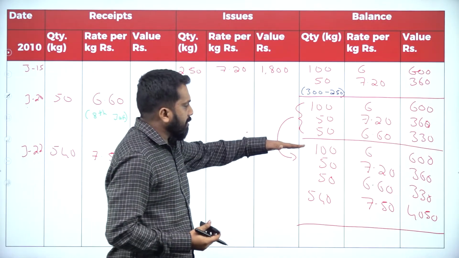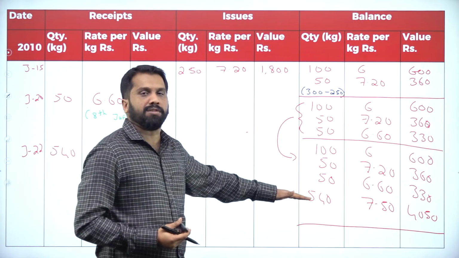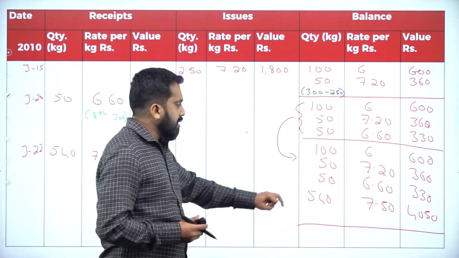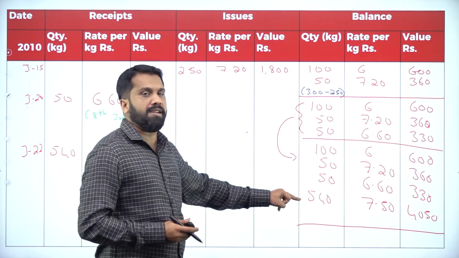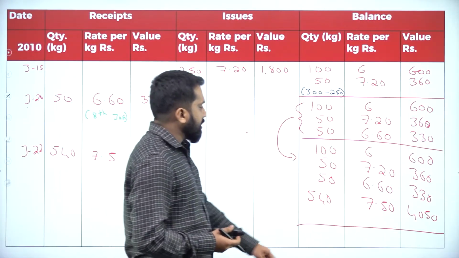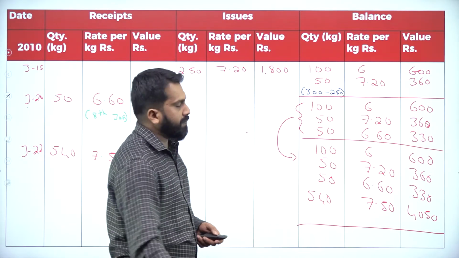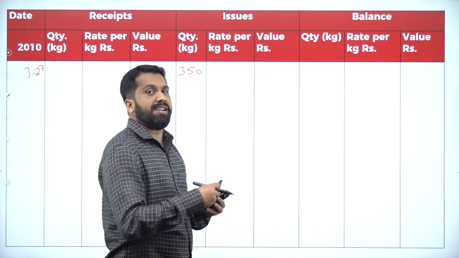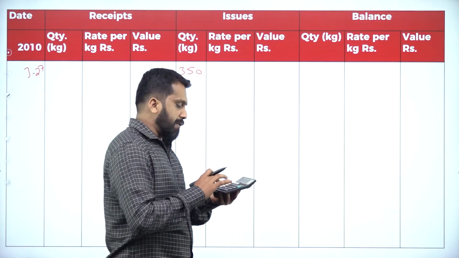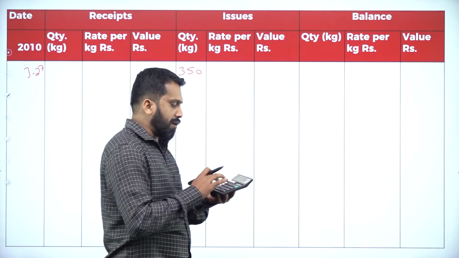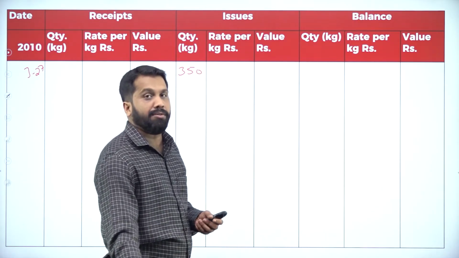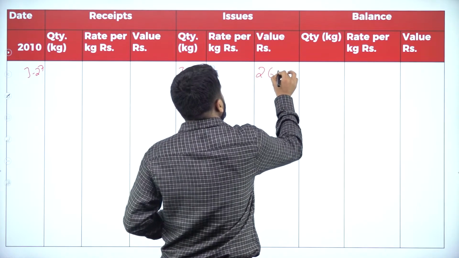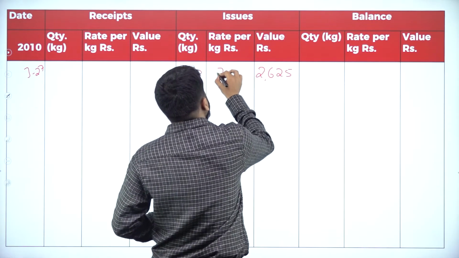What is the value? You have box 1, box 2, box 3, box 4. Which box you should go? LIFO means last in, first out, so you should go for the last box, 540. Now, what is the value for that? 7.50. So, we have 540. We need only 350. Now, 350 multiplied with 7.50, your answer 2625.